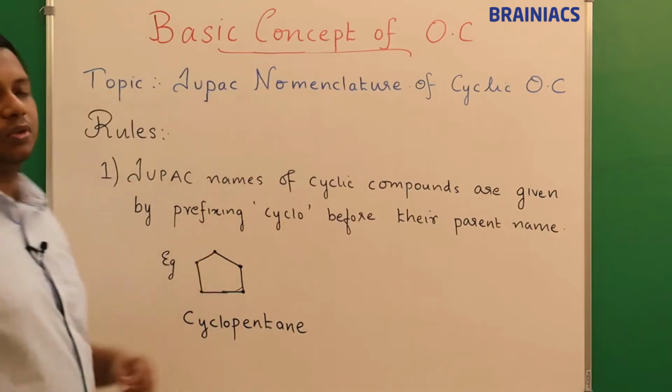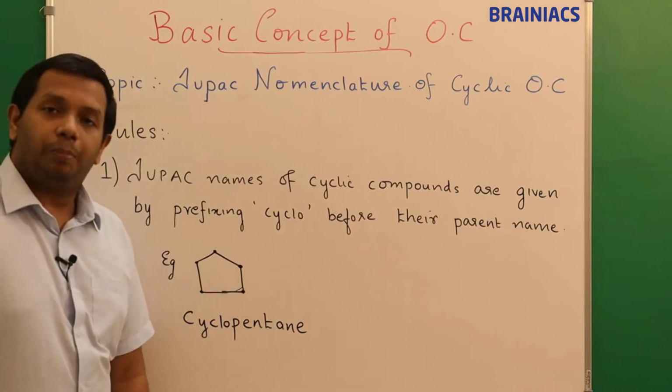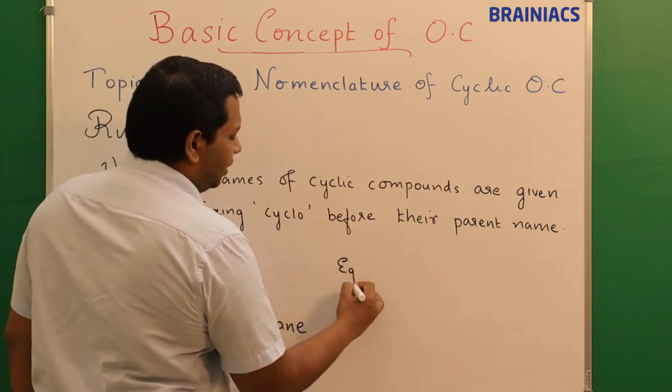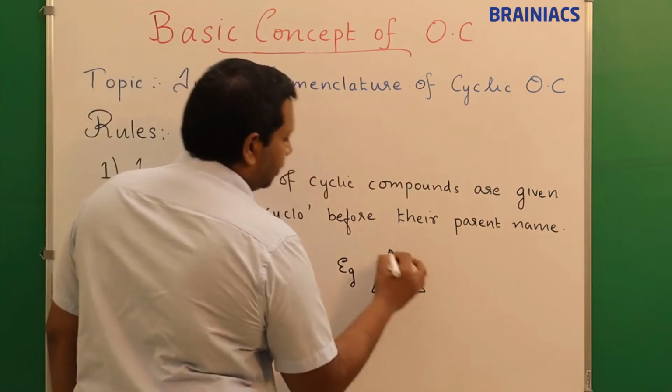Now there is no 2 degree prefix since there is no substituents. So the name is cyclopentane. So similarly I could give you another example. These are very easy examples. So just tell me what is the name of this compound.